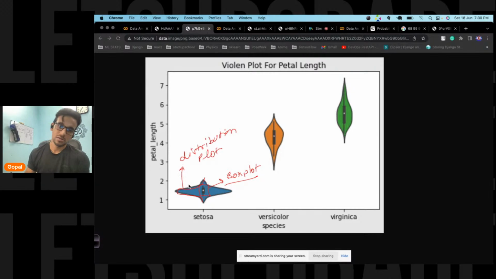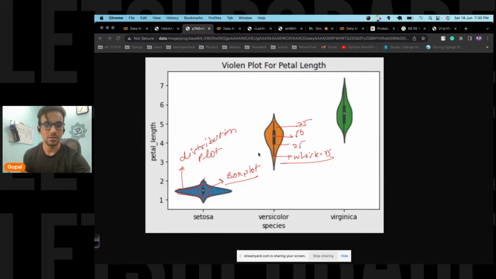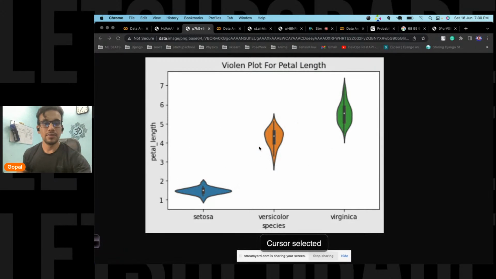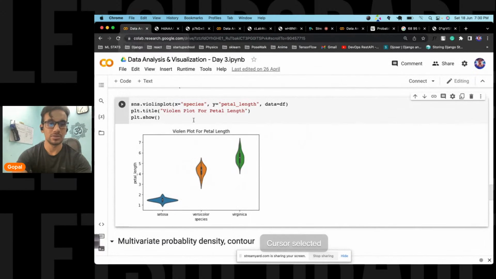You can see we have already talked about these two plots, so we don't really have to again. This will be your 50th percentile value, this will be your 25th and 75th, and these will be your whiskers. These are called whiskers. And when we go back here, all right.